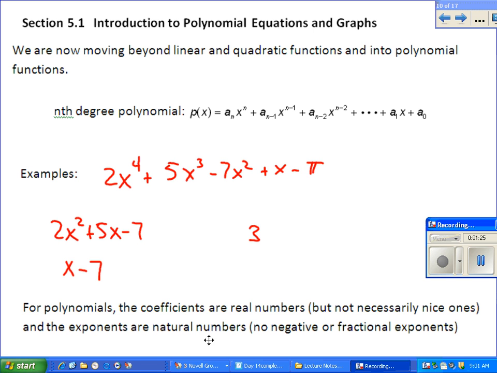So again, for polynomials, the coefficients are real numbers, but don't have to necessarily be nice ones. They can be fractions, they can be irrational, and the exponents are all the natural numbers, no negative or fractional exponents.